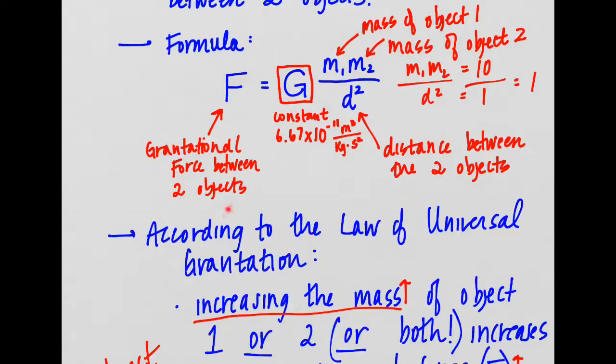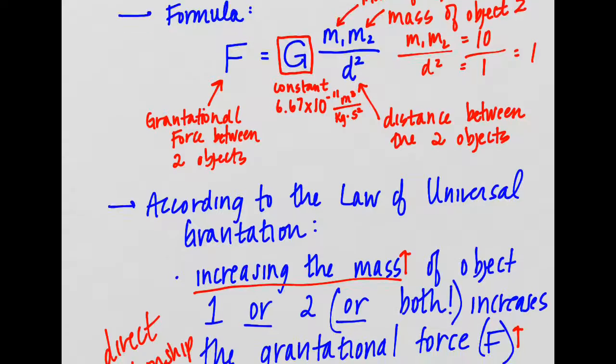He says that the gravitational force between two objects, big F, is equal to this gravitational constant, which we don't need to know the number value of. We just need to know that it is a gravitational constant that is constant throughout the universe. And we multiply that gravitational constant by m1, m2. m1 is the mass of object 1, and m2 is the mass of object 2. And we divide that by the distance squared between these two objects.